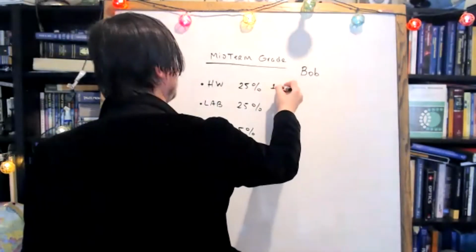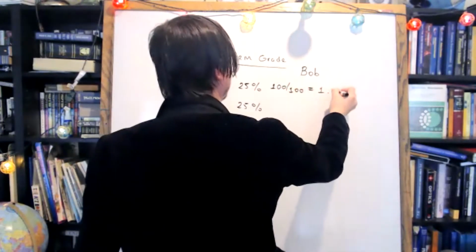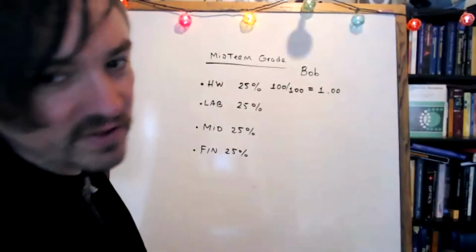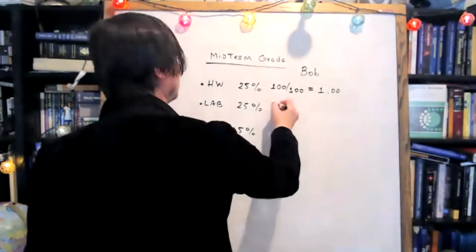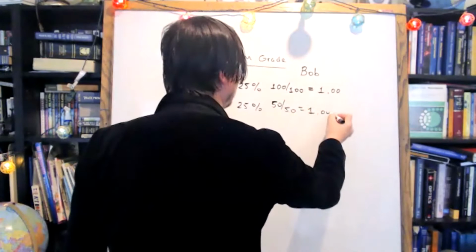I think you've only had about 4 homeworks. So 25 times 4, 100 out of 100 points will give Bob a 100% on his homework score. And I think maybe we've had 5 labs. So 50 out of 50, Bob has 100% on his lab.